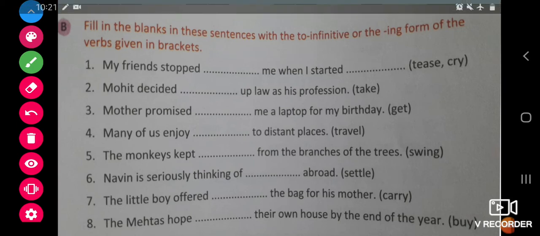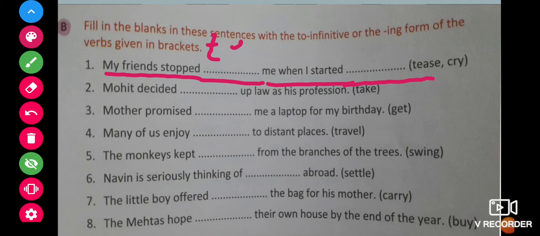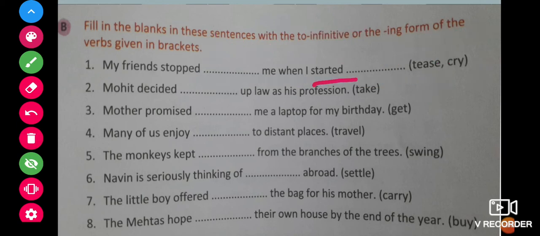Let us move ahead. This is your exercise B in your notebook. So we have to fill in these blanks with the to infinitive or the ing form of the given verbs in brackets. So let us start. My friends stopped teasing when I started. Now here we have two possibilities. We can write when I started to cry, or we can also write when I started crying, because start is a verb which takes both. It takes infinitive as well as it takes the gerund, so both of these are possible.